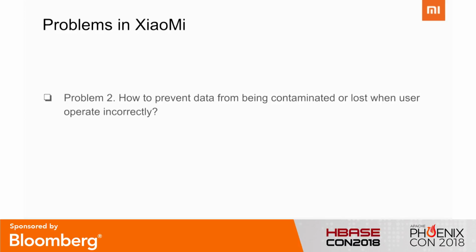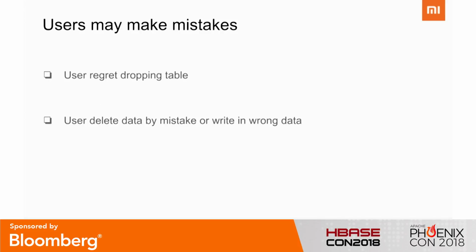The second problem is how we prevent data from being lost or contaminated when users operate incorrectly. Our users are not HBase experts. They may make mistakes sometimes. There are two common problems we want to solve. One is users regretting dropping a table, and the other is users deleting data by mistake or writing wrong data.